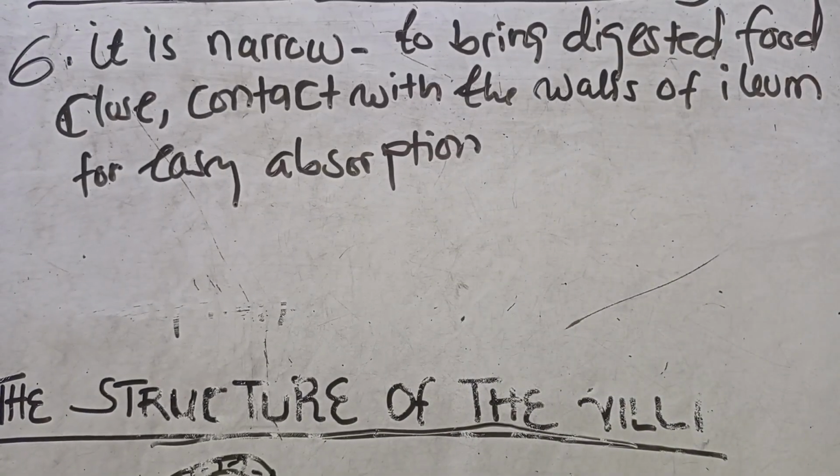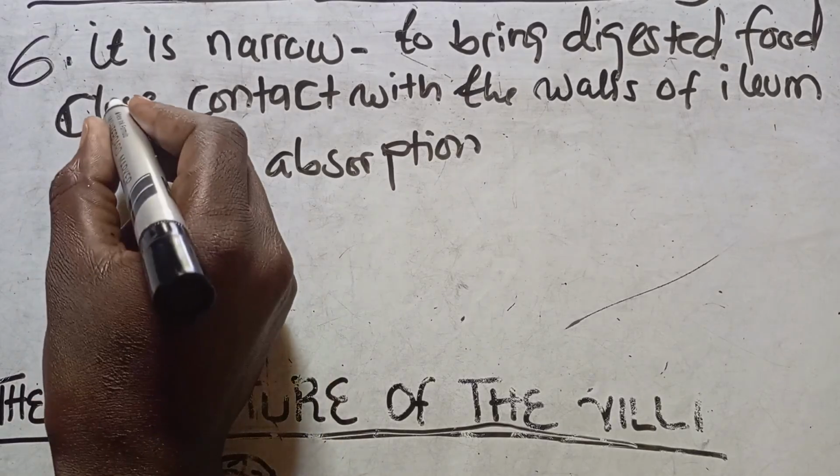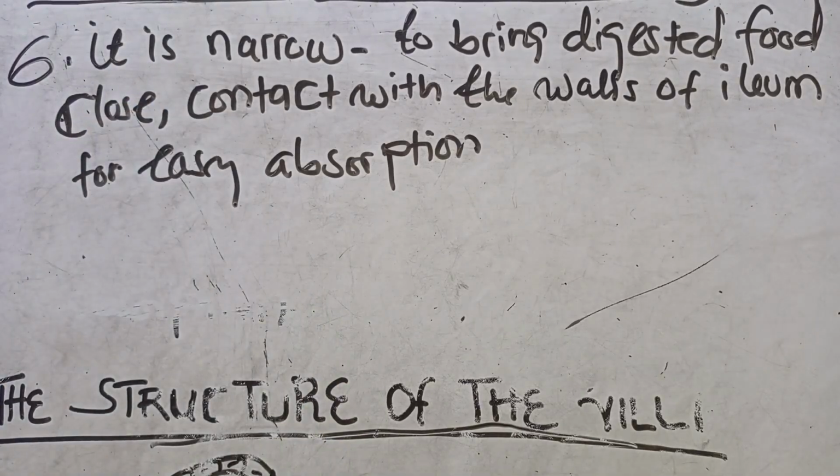So this is what I'm talking about. I'm saying that if you try to place a distinction between the ileum and the colon, you're going to discover that the ileum is small in size. They are very narrow. This brings the digested food close, in contact with the whole of the ileum for easy absorption. So I've given you 6 adaptations of the ileum that enable it to perform its function.